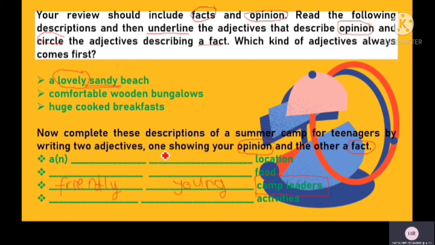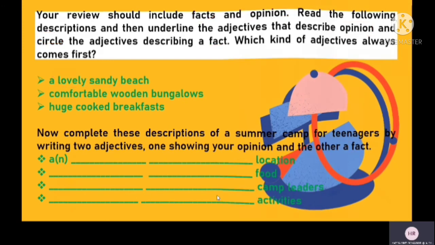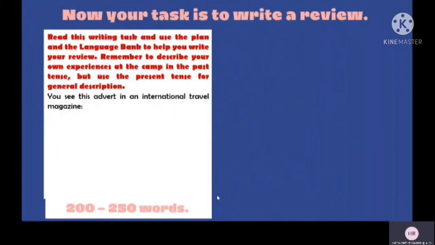Alright, this is the crucial task that you are supposed to do. Now, your task is to write a review. Read this writing task and use the plan and the language bank before to help you write your review. Remember to describe your own experiences at the camp in the past tense, but use the present tense for general description. Again, they remind you to use past tense for experience, pengalaman, and use present tense for general description. Alright, so you see this advert in an international travel magazine. You have to write between 200 and 250 words.